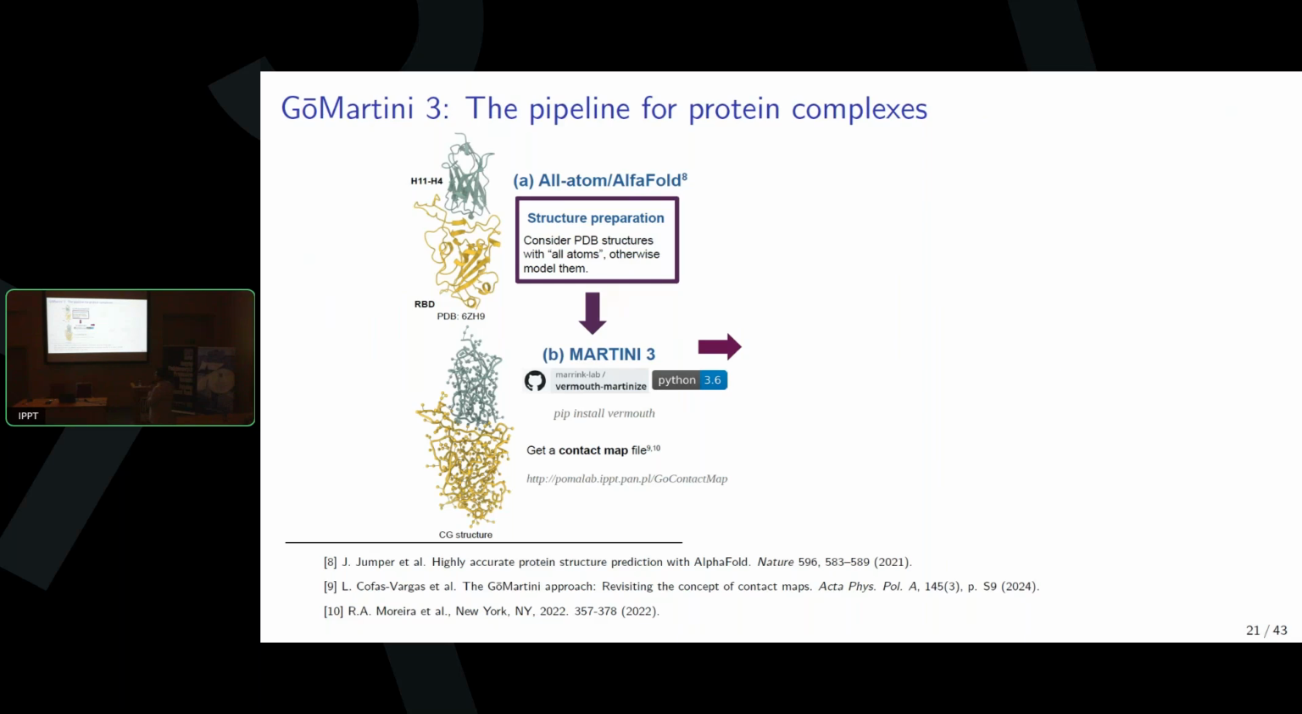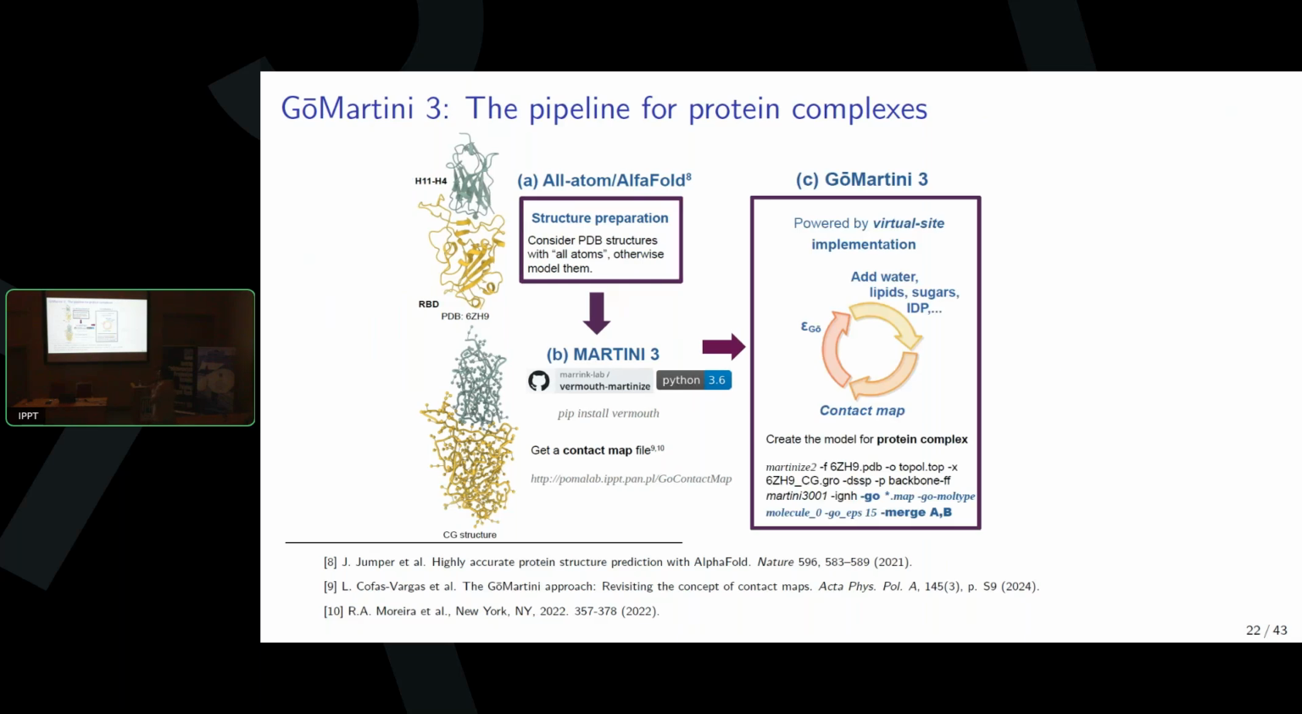Nowadays, to use GōMartini, you basically need to install Vermouth. It's the only main tool at the moment. Once you have that, and once you create a contact map, or even these days, Vermouth has been optimized to create a contact map on the fly, you can also skip this step of going to our web server. So everything is very much embedded at the Martini level.